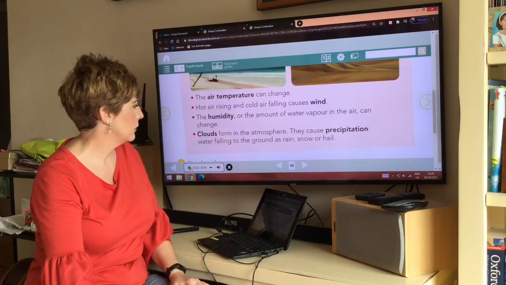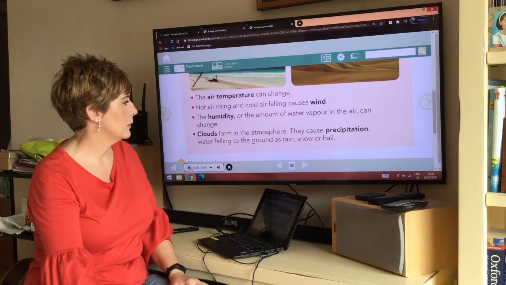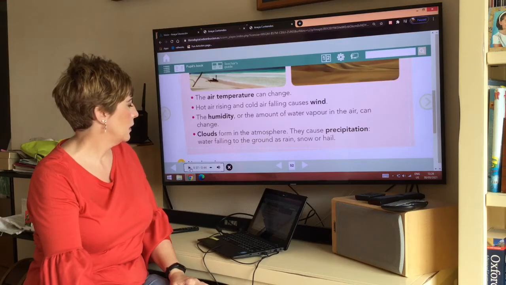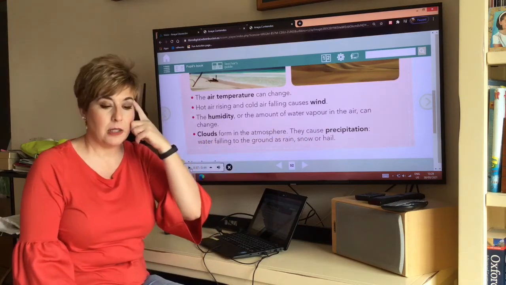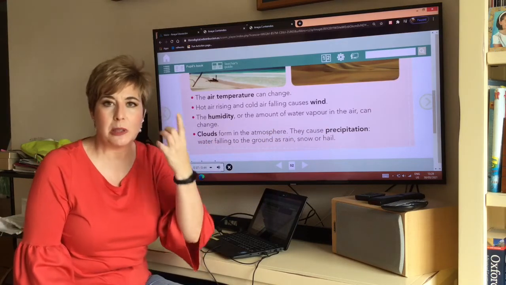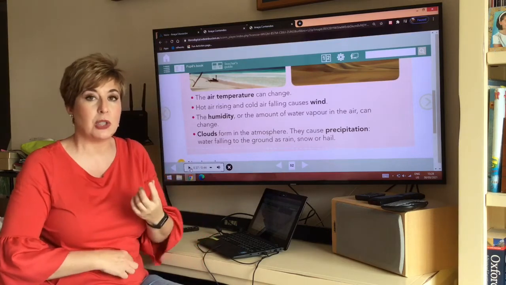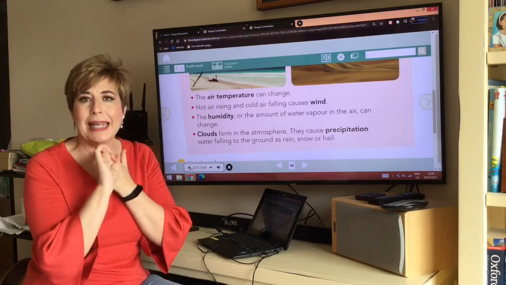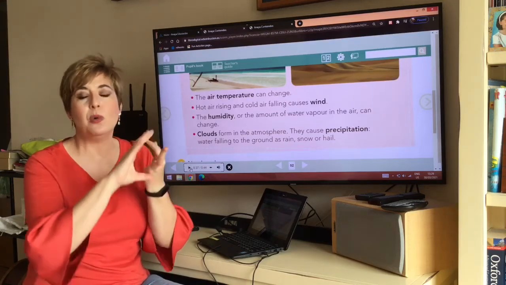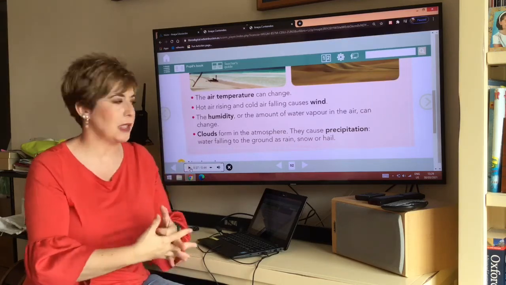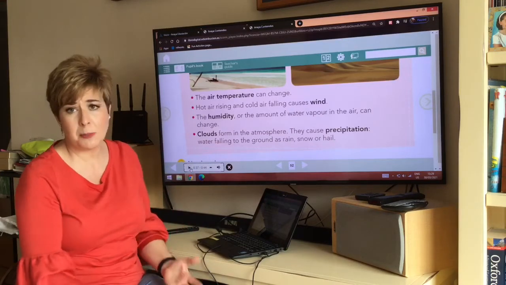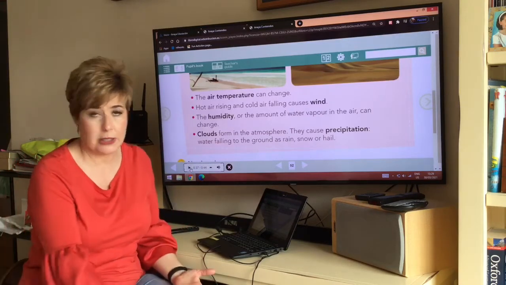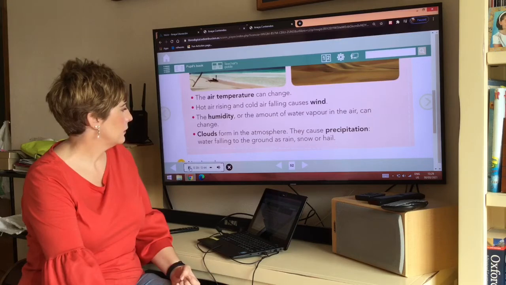Clouds form in the atmosphere. They cause precipitation. Remember this word, we have studied it a lot. What is precipitation? Precipitation is rain, snow, or hail. Rain, snow, or hail. That's precipitation. And in Spanish it's the same, precipitaciones. Water falling to the ground as rain, snow, or hail.